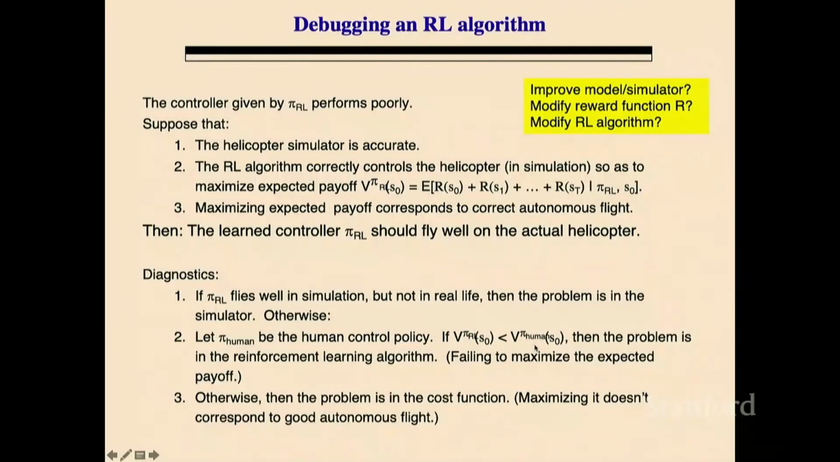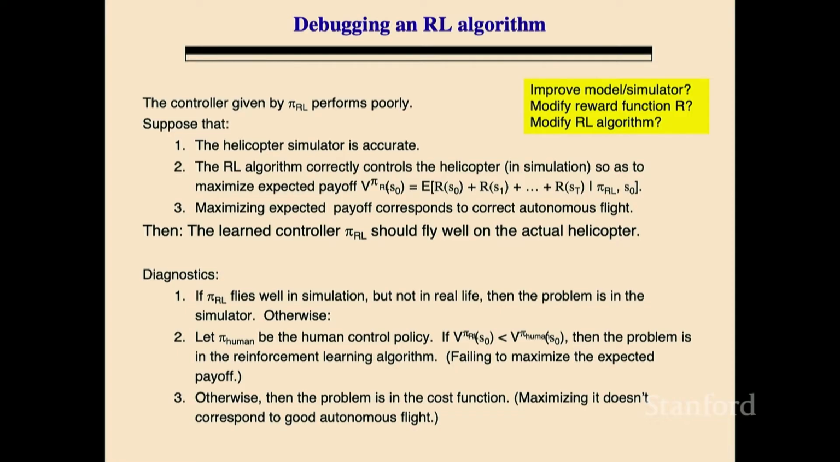And if the payoff achieved by the learning algorithm is less than the payoff achieved by the human, then this shows that the learned policy is not actually maximizing the sum of rewards, right? Because whatever the human is doing, he or she is doing a better job maximizing the sum of rewards than the learned policy. So this means that you should consider working on the reinforcement learning algorithm to try to make it do a better job maximizing the sum of rewards, right?